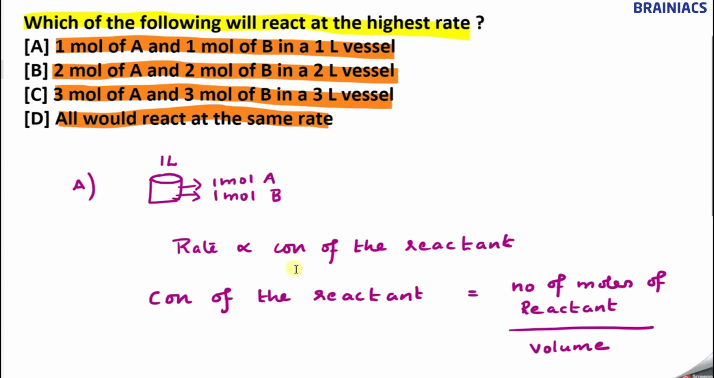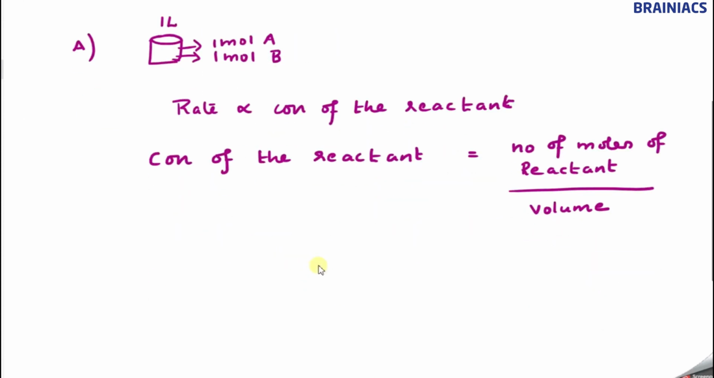Now let's see here, in the first case, what is the number of moles? You have 1 mole of A and 1 mole of B, so total 1 plus 1, 2, divided by 1, that is the volume of the container. So that is 2. The concentration of the reactant is 2 mole per liter. Correct?